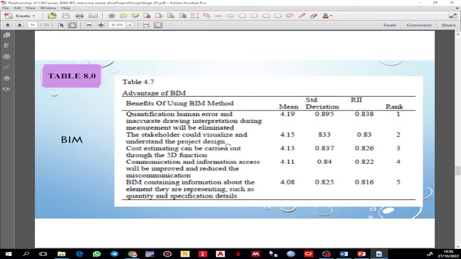Advantages of BIM, the benefits of using BIM. Quantification errors, human error, and inaccurate drawing interpretation during measurement will be eliminated or reduced. Stakeholders can visualize and understand the project design, and the client can know the cost, as cost estimating can be carried out through the 5D function.